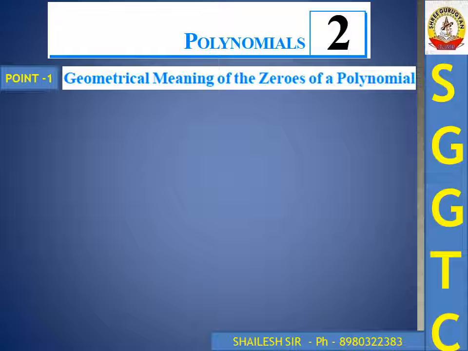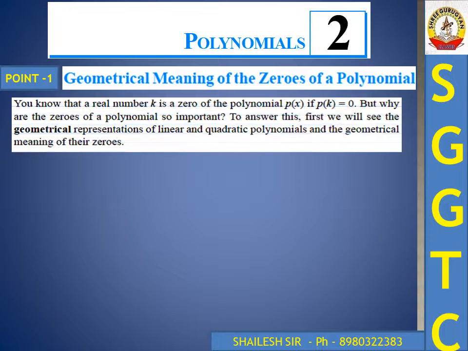Zeros means the point where any curve, a polynomial curve, intersects the x-axis is called a zero of the polynomial. Basic simple definition. You know that a real number k is a zero of the polynomial p(x) if p(k) equals 0.